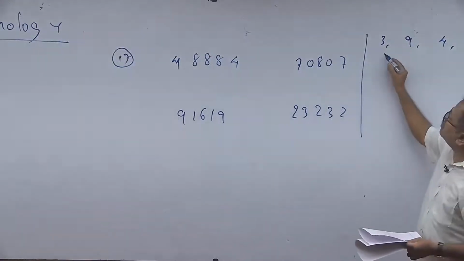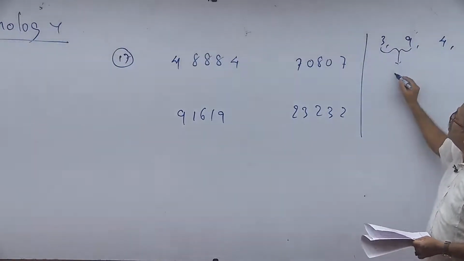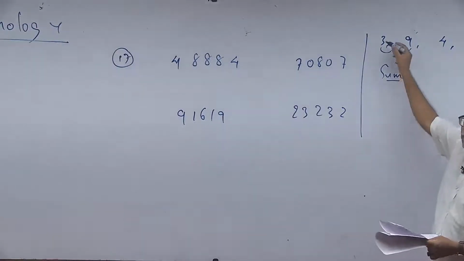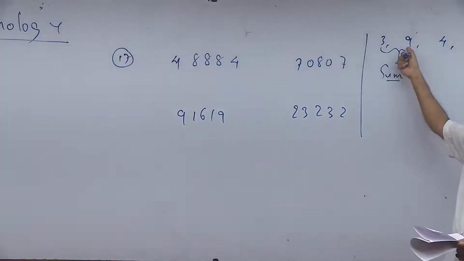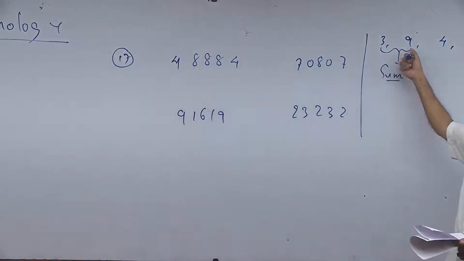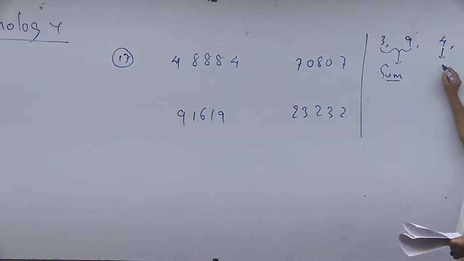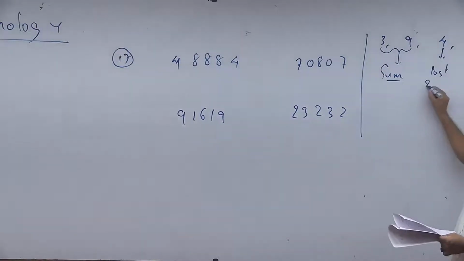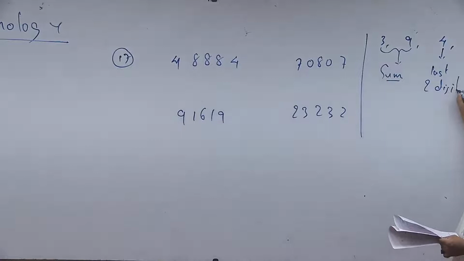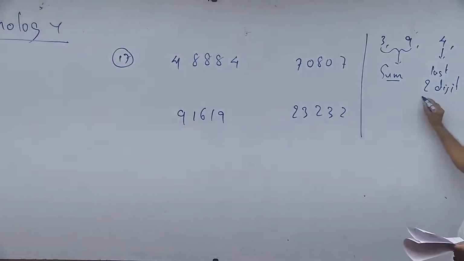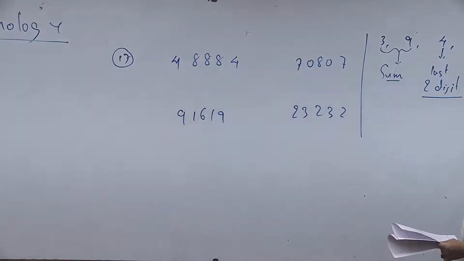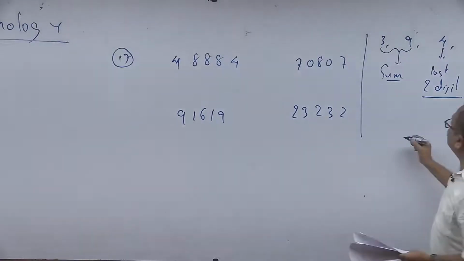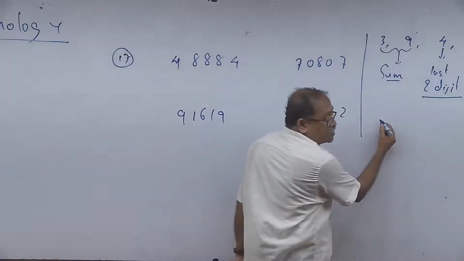We know the divisibility rule of 3 and 9: if the sum of the digits is divisible by 3, the whole number is divisible by 3. If the sum of the digits is divisible by 9, the whole number is divisible by 9. And divisibility rule of 4: we will discuss all these in coming days. If the last two digits are either 0 or divisible by 4, the whole number is divisible by 4. And coming to 11's divisibility rule, we take S1 and S2.